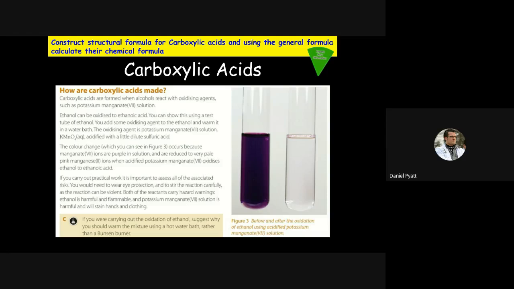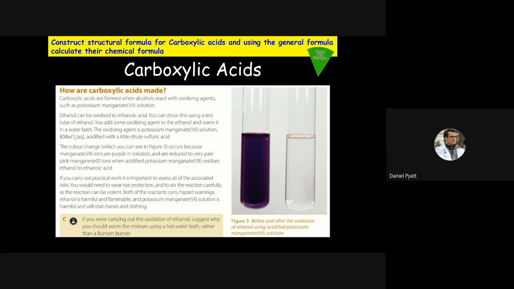So if you look at the diagram on the right, you'll see a very pale pink tinge just at the surface of the solution. It will appear colourless to you in most of the rest of it, but it is a very, very pale pink because of the concentration. If you don't believe me, take my word for it. And we've then made ethanoic acid.